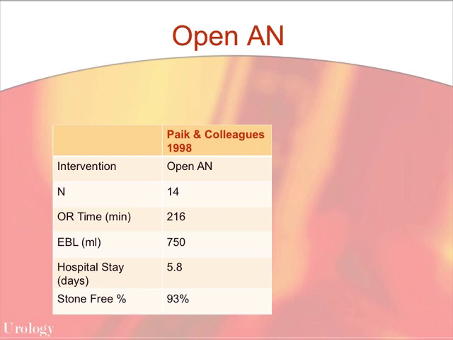In this group, the average OR time was just over 200 minutes, and the blood loss on average was about 750 milliliters. These patients stayed in hospital for just under 6 days, but they had a very successful stone-free rate of 93%.